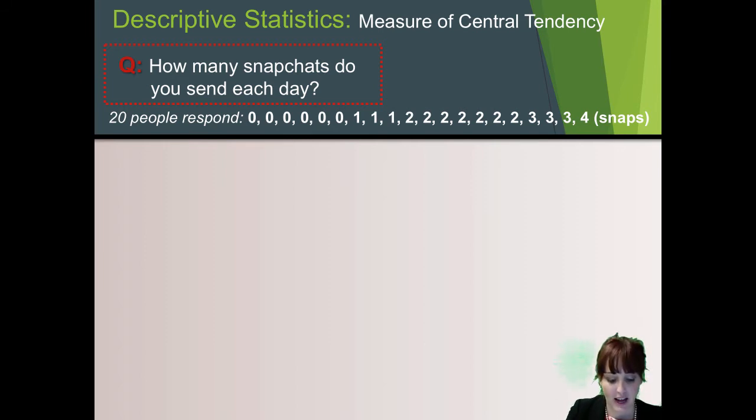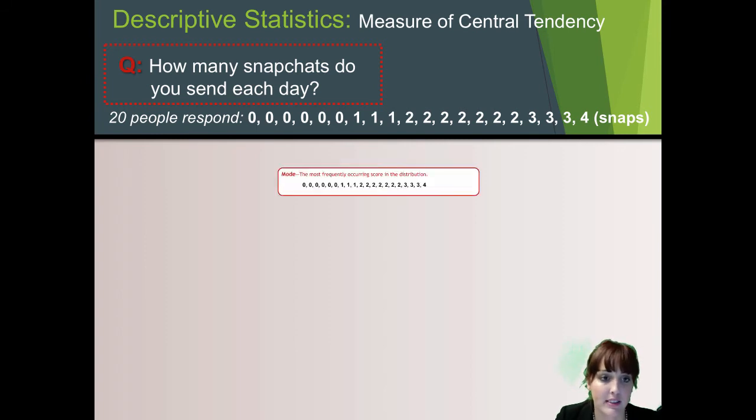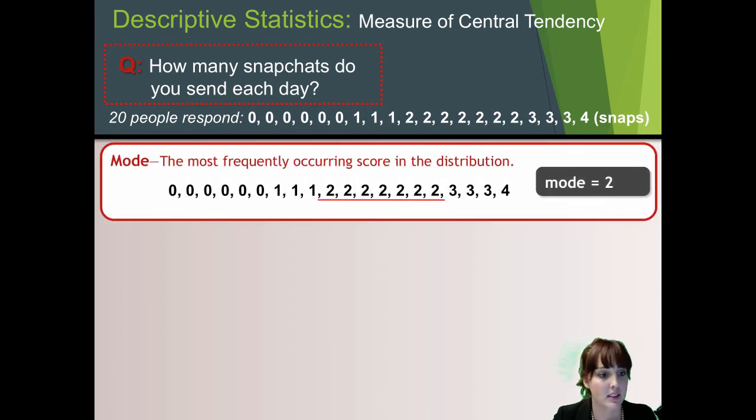But if you want to look at measures of central tendency for this specific statistic, your mode would be the most frequently occurring score in the distribution. So in this case, it's going to be 2.